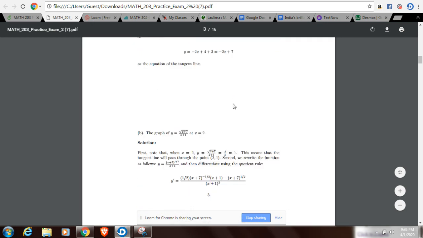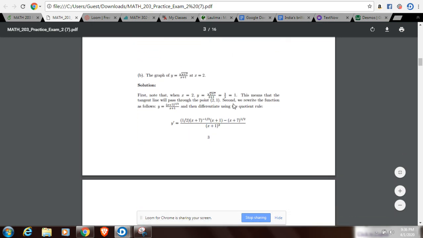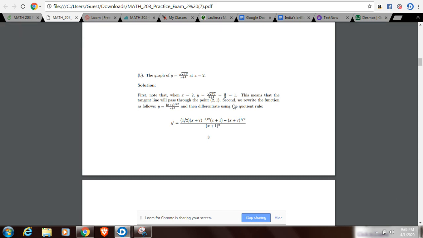Okay, it's the same thing here. Let's find the equation of the tangent line to the graph of square root of x plus 7 over x plus 1 at x equal to 2.